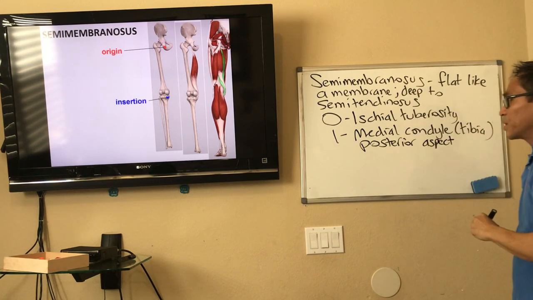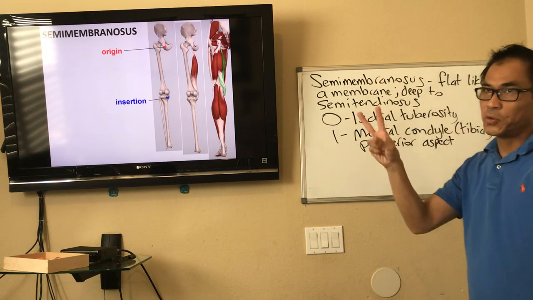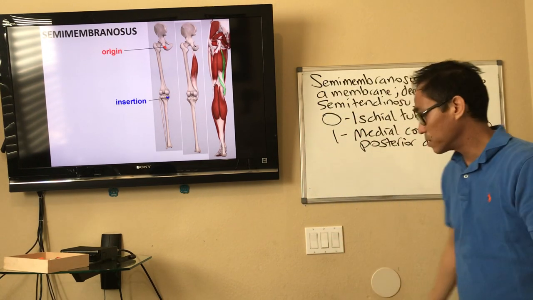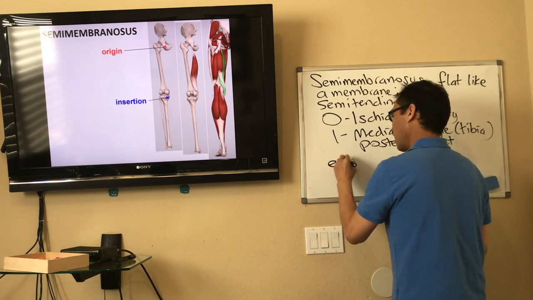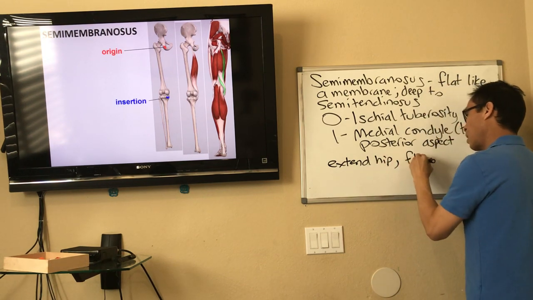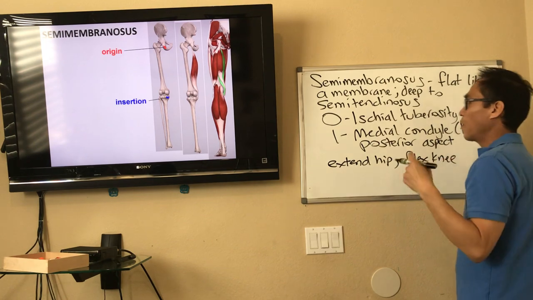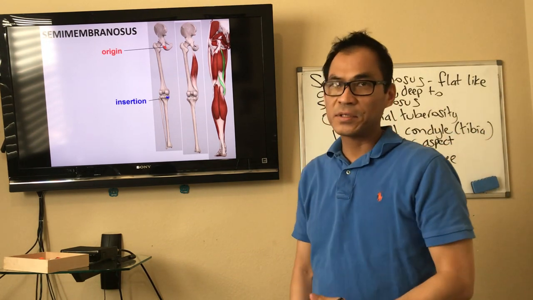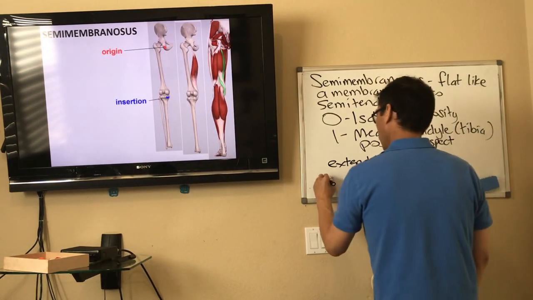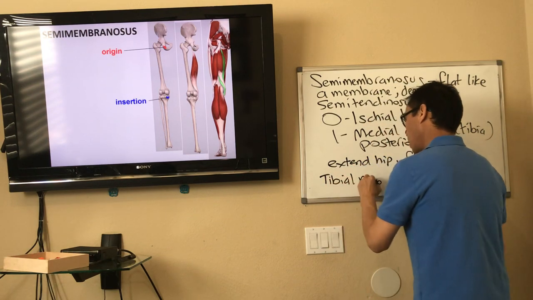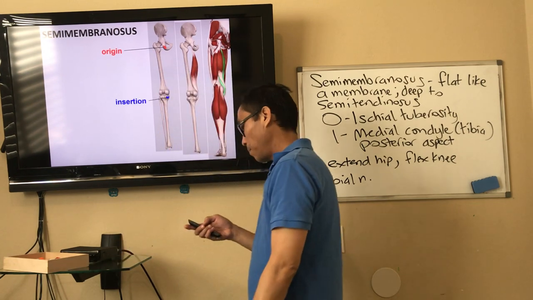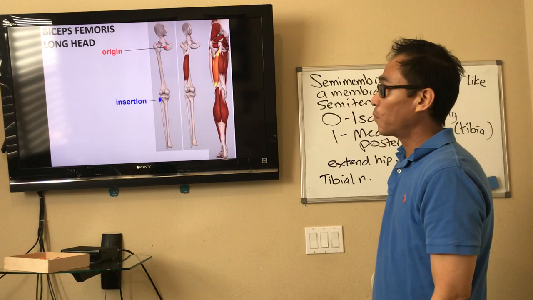So again, think about the joints that it's crossing with these attachments. It crosses two joints, hip and knee: extend hip, flex knee. That's what it does. Both the semimembranosus and semitendinosus are innervated by the tibial nerve, okay? The tibial division of the sciatic nerve, to be exact, but anyways, moving on. The biceps femoris, the long head.